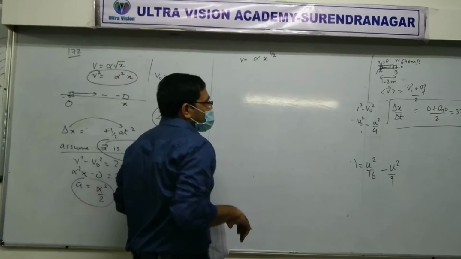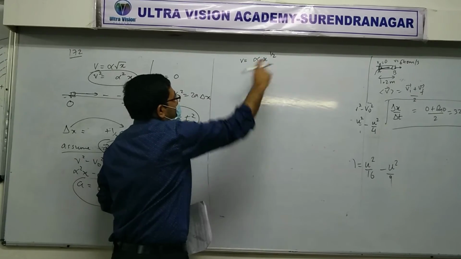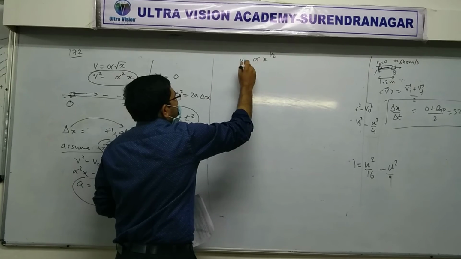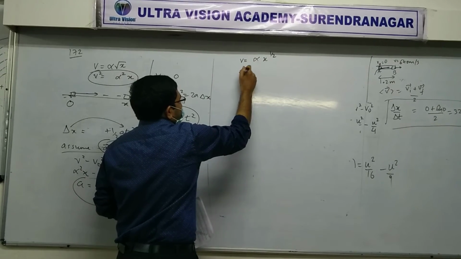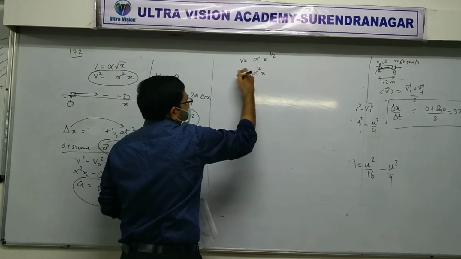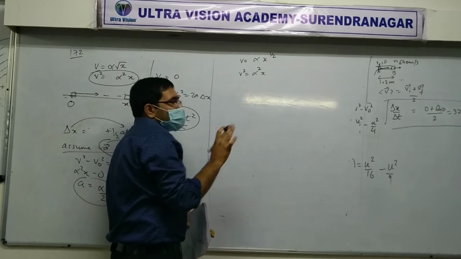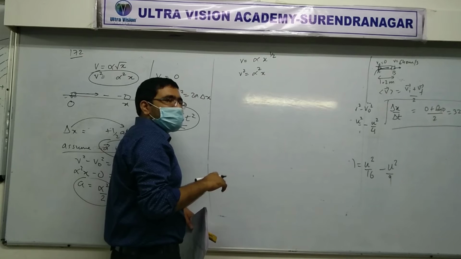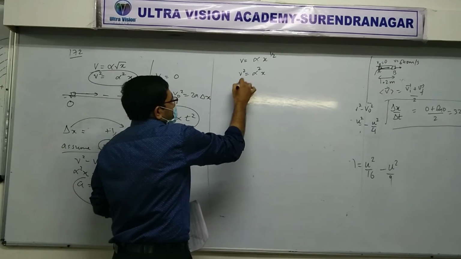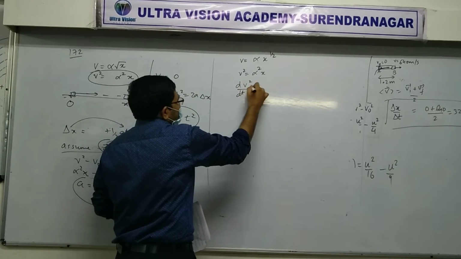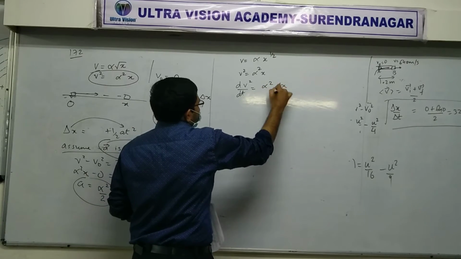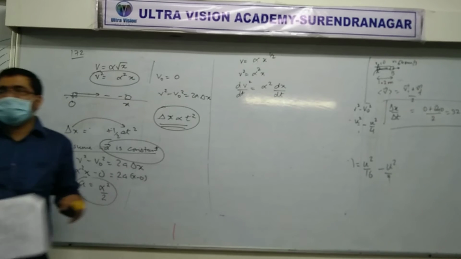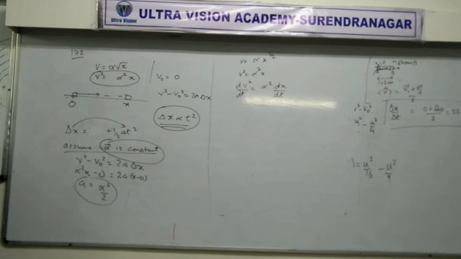V is alpha x raised to half. So if we have got it this way, now if I square both sides and once again write it like I wrote it earlier, now I am going to do differentiation. Then dv square by dt is equal to alpha square dx by dt. Why did I write alpha square outside the differentiation? Because alpha is a constant. So keep the constant.